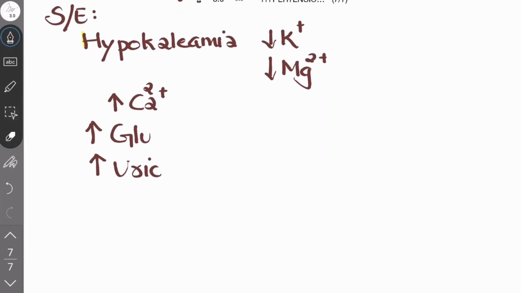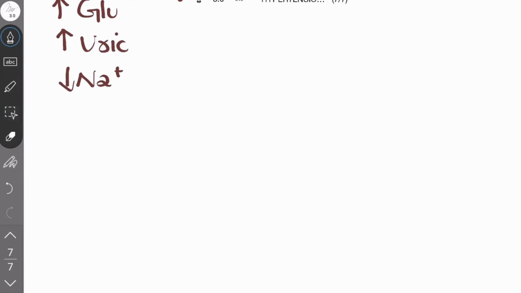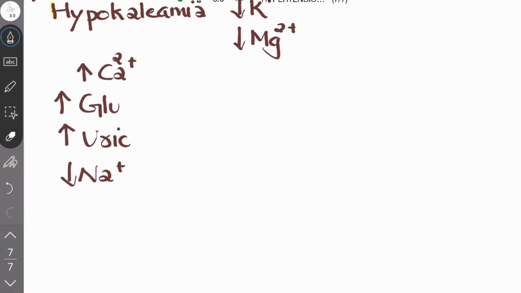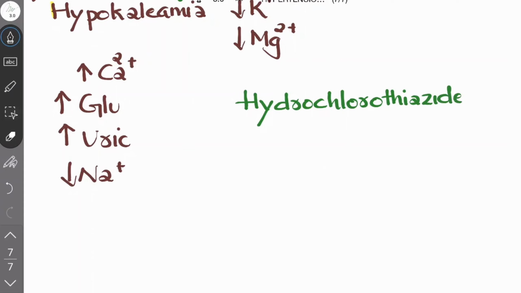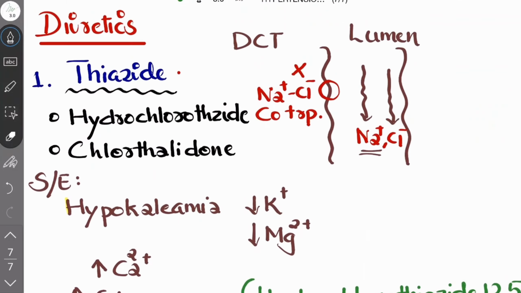Then sodium is lost in the urine, so hyponatremia. Metabolic side effects may be limited when thiazides are used in low dose. Thiazide-induced pancreatitis has also been reported. Low dose thiazide diuretic means we use hydrochlorothiazide 12.5 milligram, and it can be up to 12.5 to 25 milligram. Low dose. This is about the thiazide diuretics.